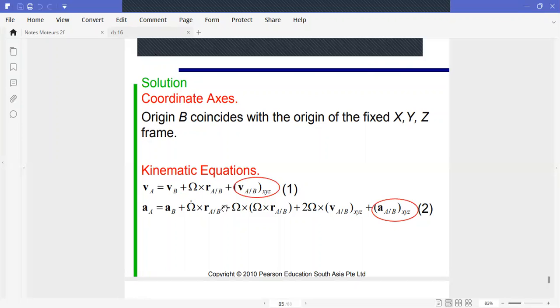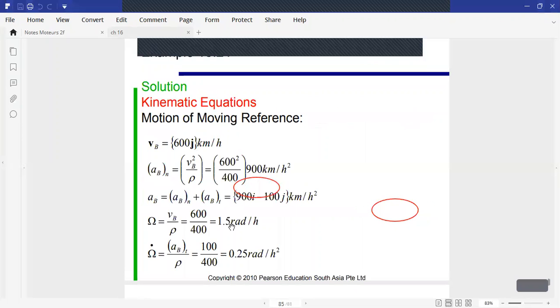So now, in order to replace in my formulas, as we said together, we should calculate AB normal, which is VB square over rho, and AB absolute is the summation of AB normal plus AB tangential. So we can calculate it. It will be 900I minus 100J. And as we said, omega is VB over R, and alpha is AB tangential over R.